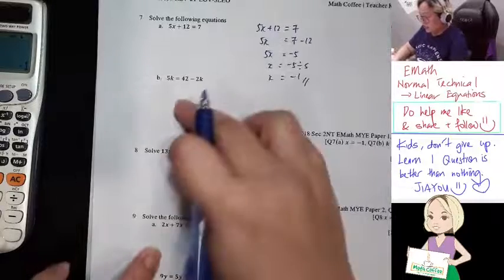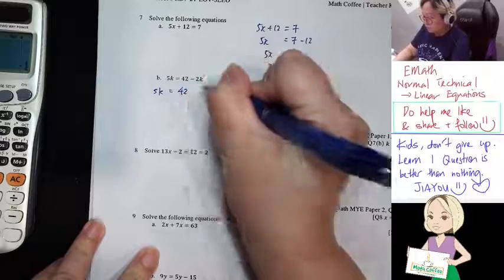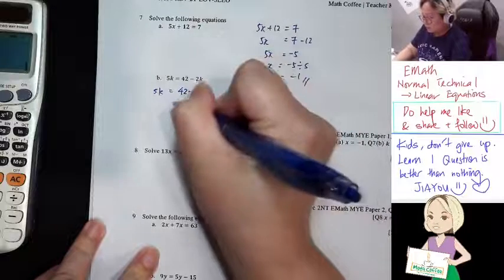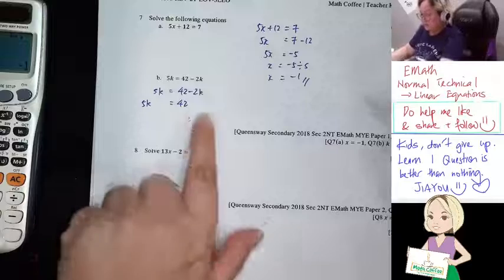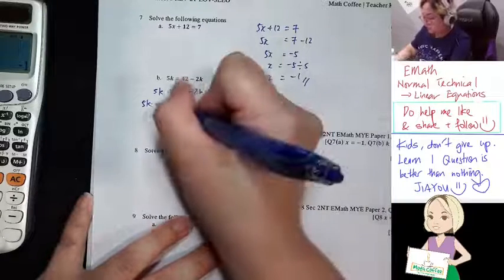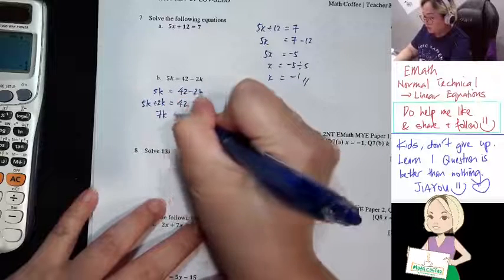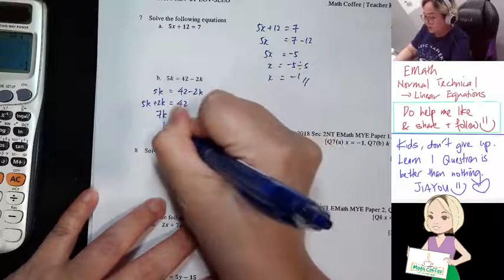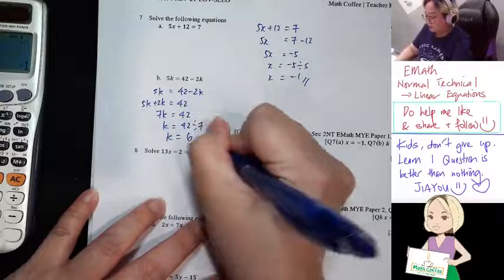Okay, let's move on here. So 5k equals to 42 minus 2k. So equal here, 42 stay, 5k stay. This minus 2k will bring to the left hand side, so it becomes plus 2k. 5k plus 2k, so we know it's 7k equals to 42. So my k is equals to 42 divided by 7, so k equals to 6.